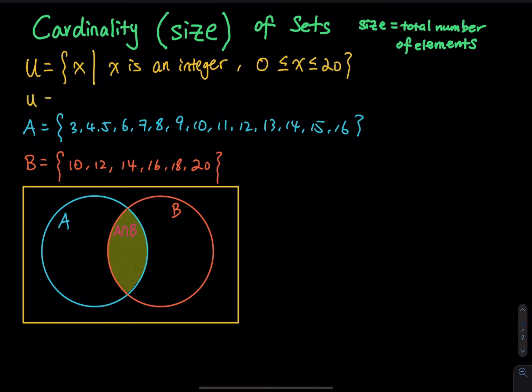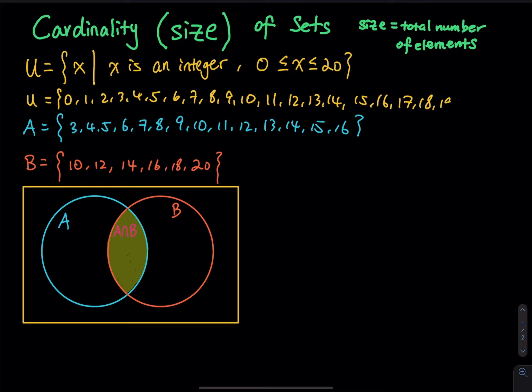So U is equal to braces 0 to 20. So 0, 1, 2, 3, 4, 5, 6, 7, 8, 9, 10, 11, 12, 13, 14, 15, 16, 17, 18, 19, 20. So how big is this universal set? How many numbers do you see in these braces? I just wrote 21 numbers. 1 to 20 is 20 numbers. If you add the 0 in, then that will be 21 numbers.